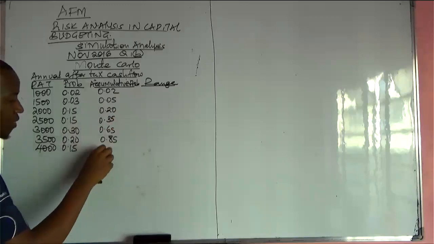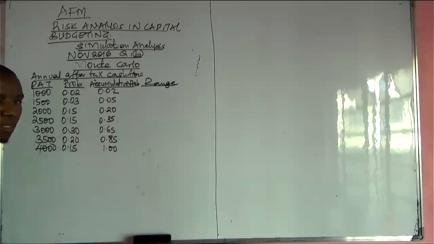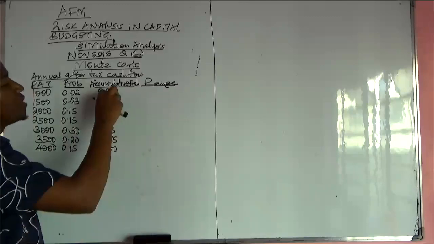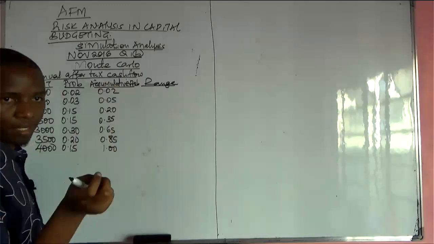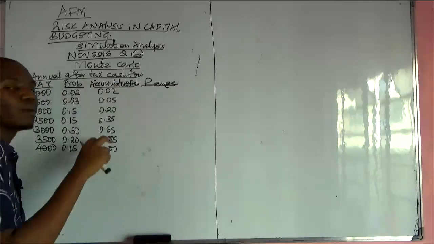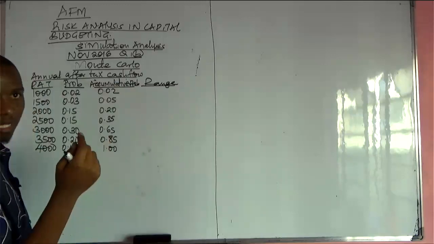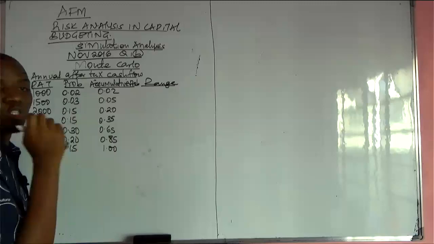0.02, 0.05, 0.20, 0.65, 0.98, and then we have 1.00. So we have the range. The range now, in this case, since we have two decimal places, we assume it's up to 100. So we are using them as percentages. So this means it's 2.